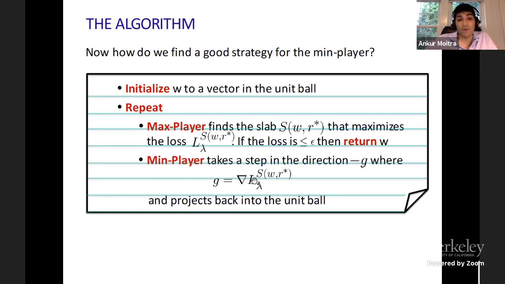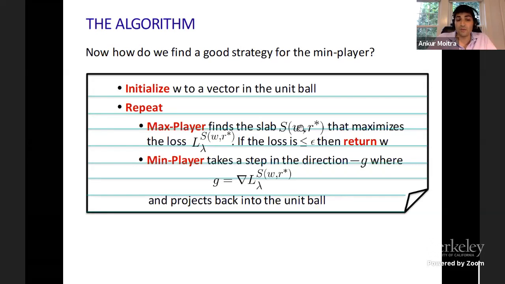Now, if the best the max player can do really isn't all that well, because the best slab he found only has loss at most epsilon, then what our key lemmas tell us is that it suffices just to return W, because the max player can't do well. And the only way that that's true is if the W that we found right now really does have small error. So we've solved our learning problem.